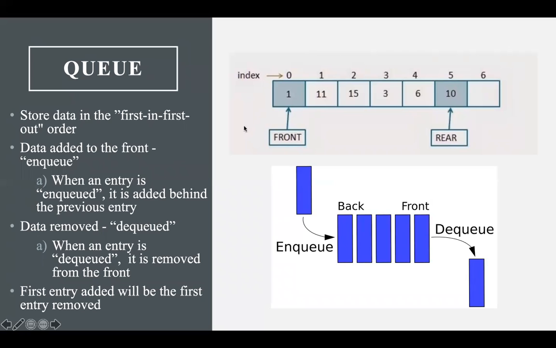We also have pointers here. So here is the front pointer. It points to the first element, which is 1, and there is the rear, which is at the end, and in this example it is number 10.